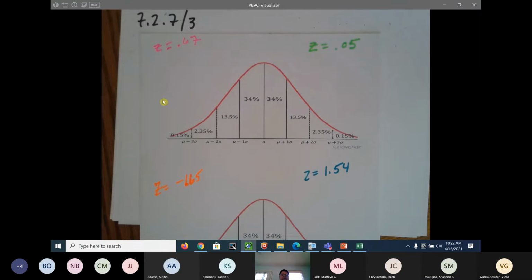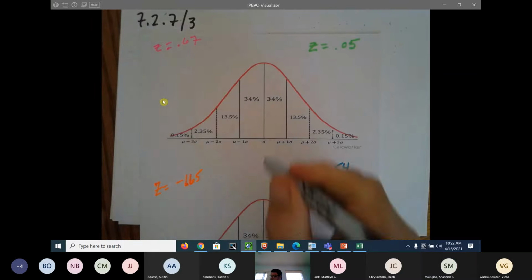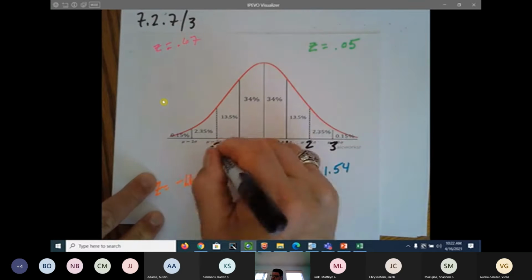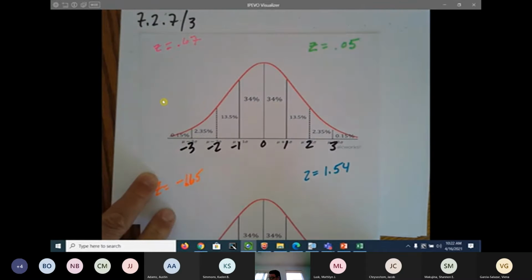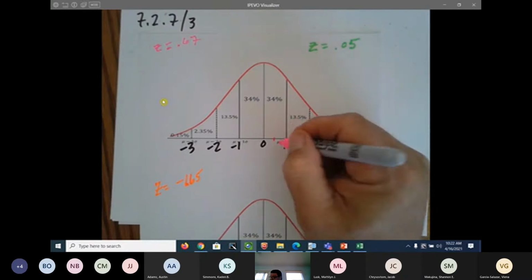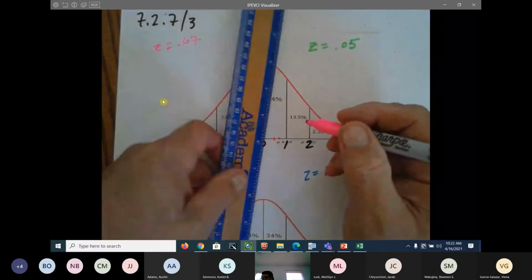Okay, where is 0.67? Well, 0.67 is a little bit past 0.5. So let's label our bottom: 0, 1, 2, 3, -1, -2, -3, on each graph. Okay, so that's labeled. And pink 0.67, there's 0.5. So 0.67 is probably right in there.